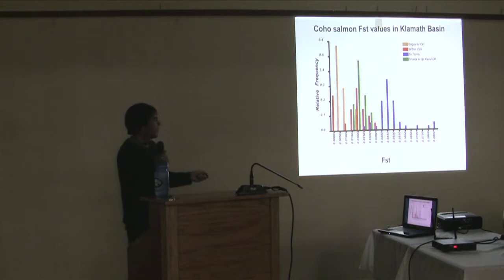And what I want to point out here is that within the Klamath, the highest FST values that we saw were between broodstock years at Iron Gate Hatchery. And in fact, the Shasta to other Klamath population values are kind of right there in the middle of everything else.